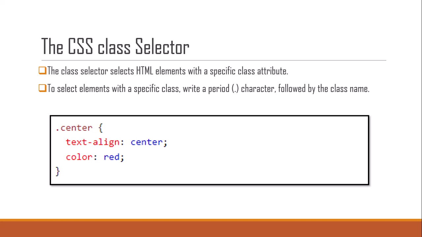The other selector is a class selector. When we have a group of elements which show similar behaviors, we use the CSS class selectors. CSS class selectors are used to apply styles to groups, and a class is identified by a period character followed by the class name. As we see here, for example, center is the name of the class, and the dot indicates that we are using a CSS class selector.